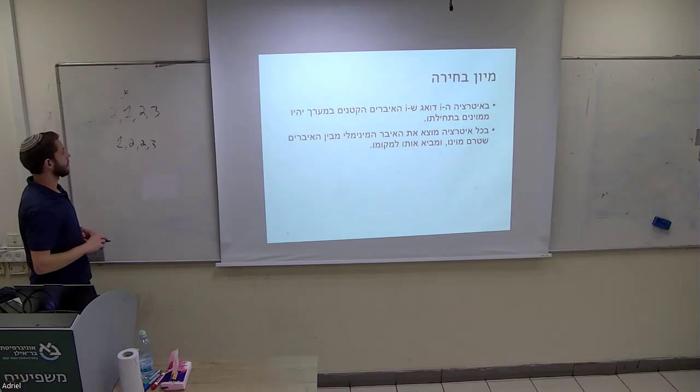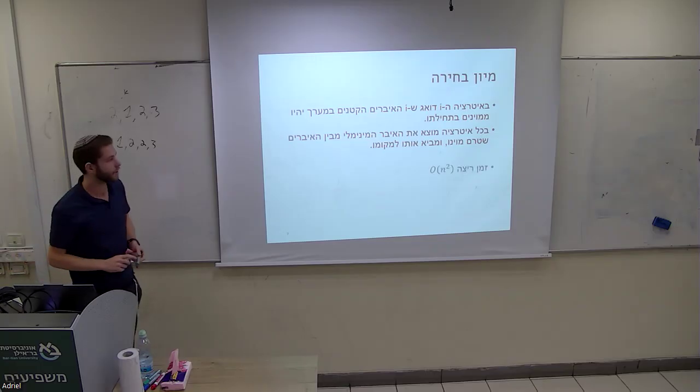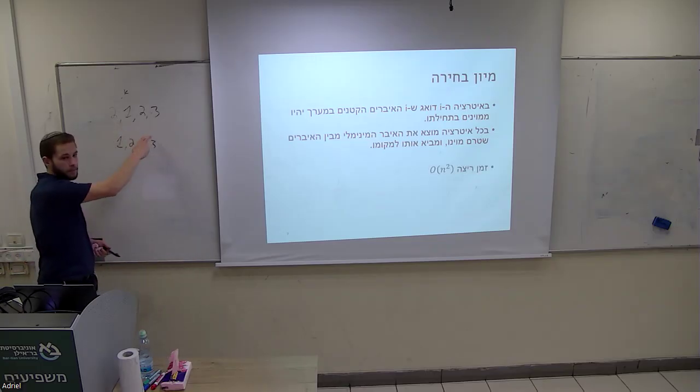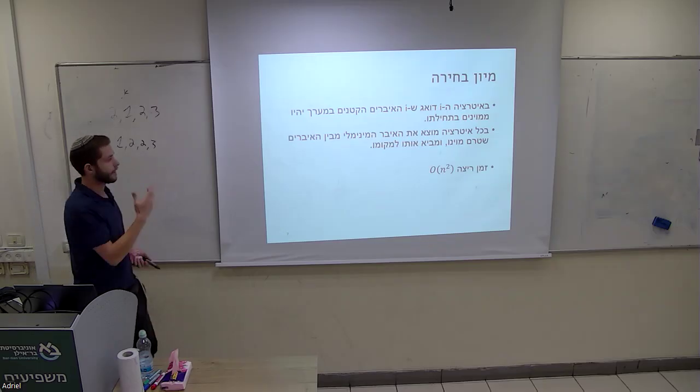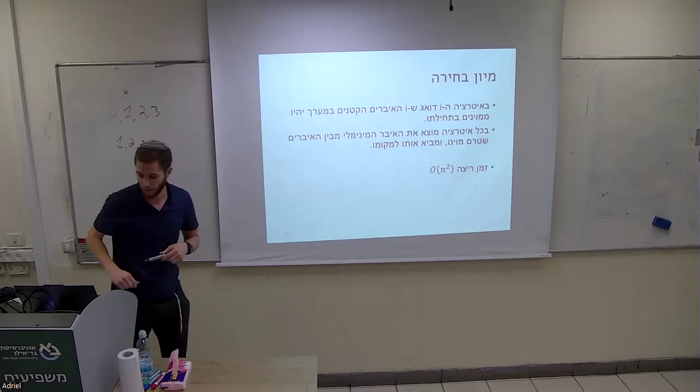And this also takes O of n squared, because each time we have to find the minimum, which takes n, and then n minus 1, and n minus 2. And we do n of those iterations. So this is also O of n squared.